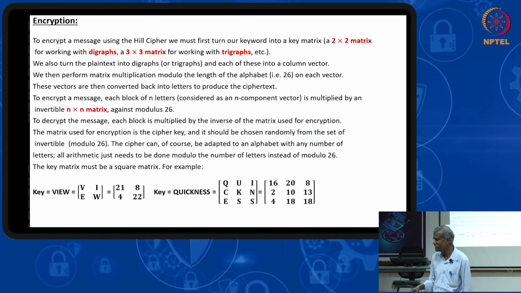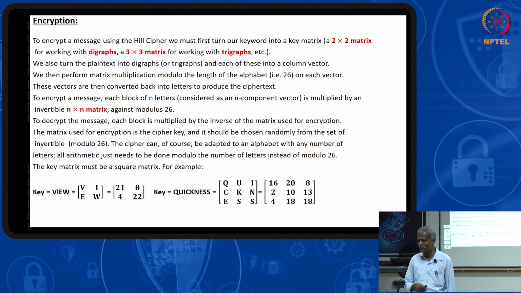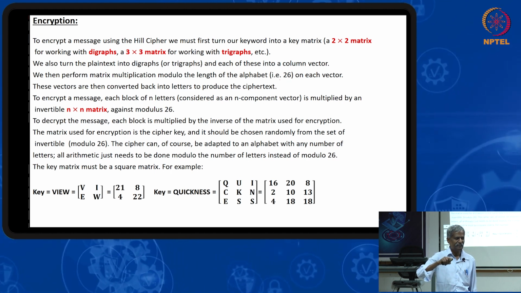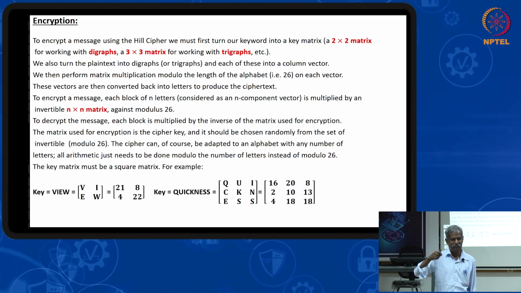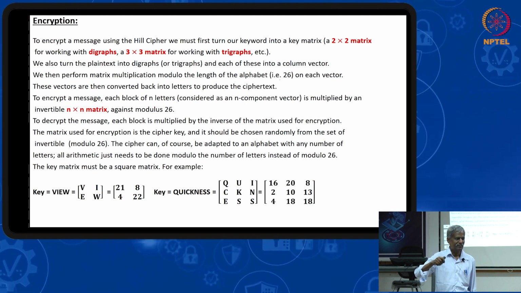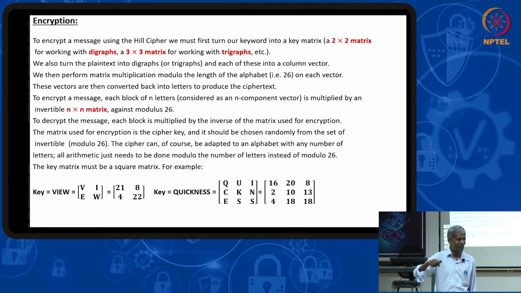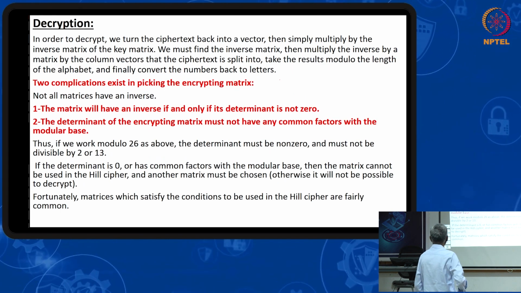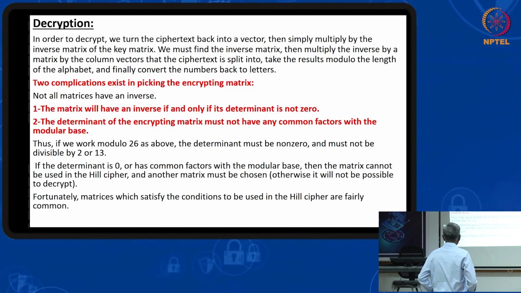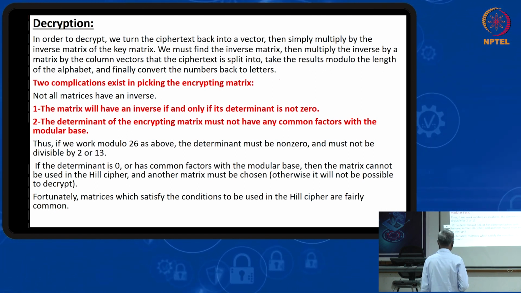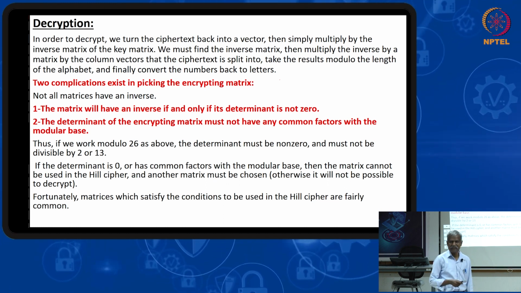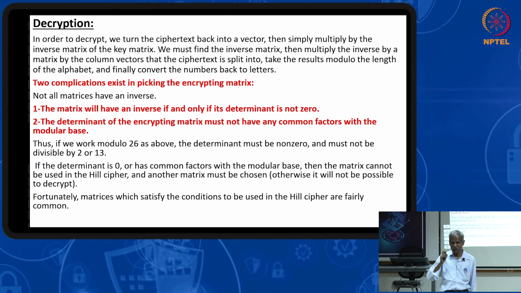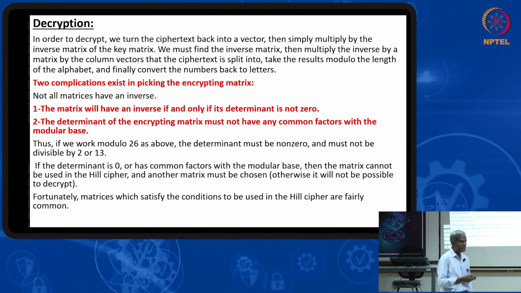So we have a plain text matrix, and we have a key matrix. Suppose the key is smaller, you have to repeat the key. For example, let us say the key is RAM. You have to repeat RAM for 3 rows. Now, the complication is that not all matrices have an inverse. For example, if the determinant is 0, the matrix will not have an inverse. So they assume that the matrix has an inverse.